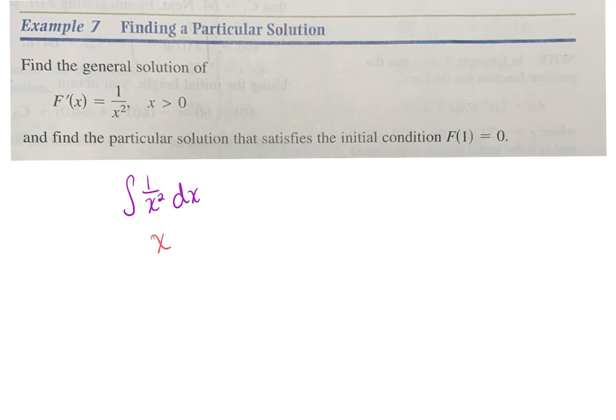So if I rewrite it, this is x to the -2. So my new exponent is going to be what? Add 1, it's going to be x to the -1, and then divide by -1, that gives me -1, right? Rewrite it back, because that's ugly. So -1 over x plus c. That is my function that I'm looking for.